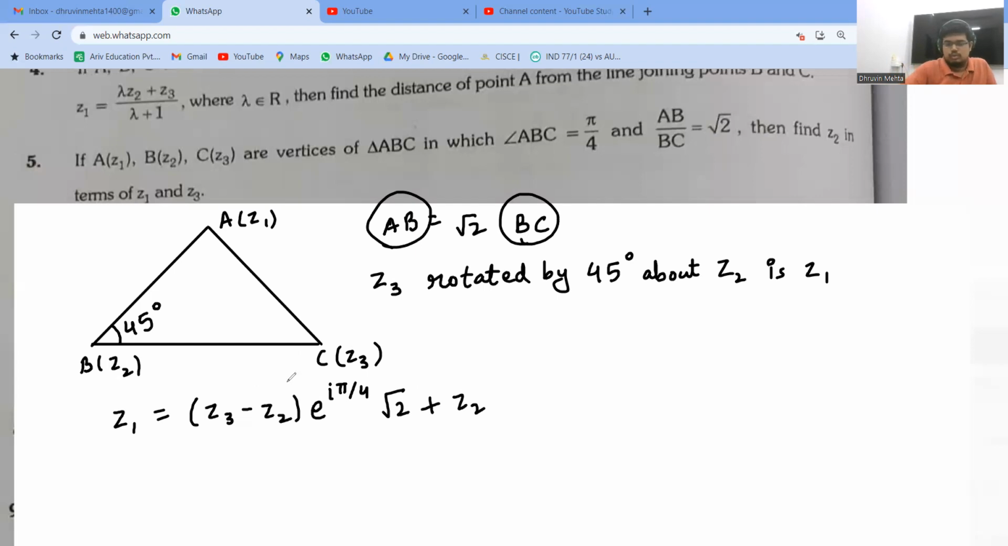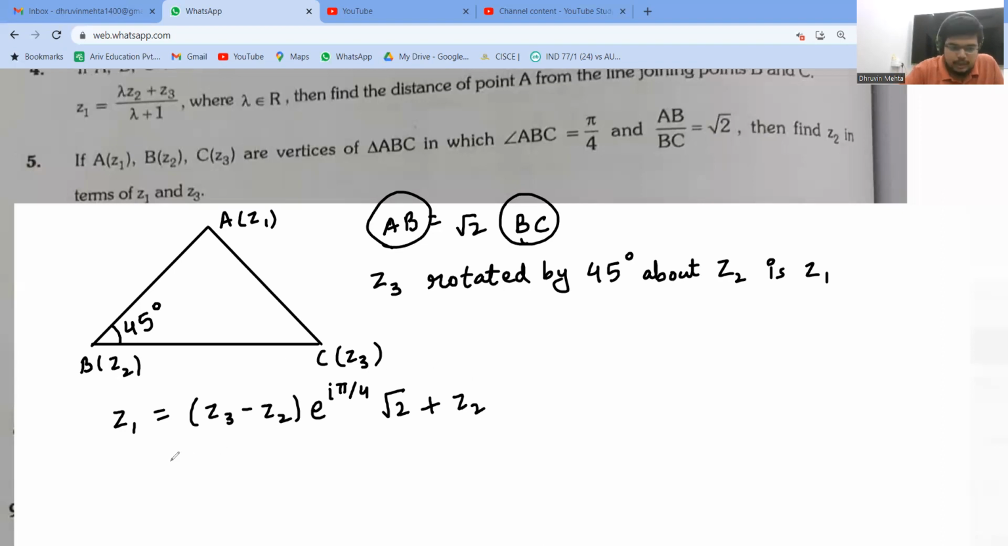Sir, जो formula दिया था, same distance formula. The only modification is this root 2 is added now, because here the modulus is not the same. It is root 2 times of BC. And we want Z2 in terms of Z1 and Z3.